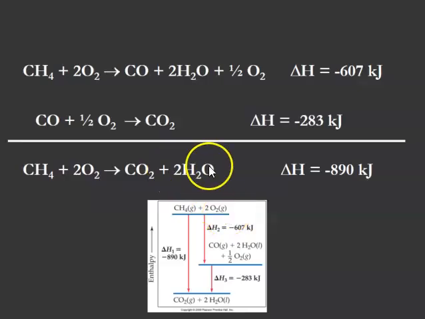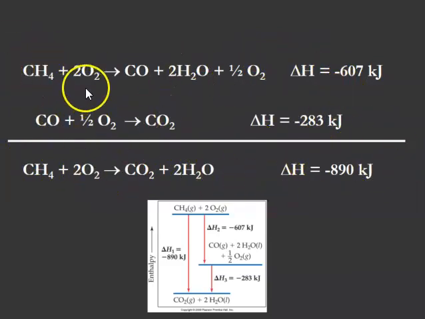So let me just rewrite this. That first step: methane and oxygen making carbon monoxide and water, with a little bit of oxygen left over. Delta H was negative 607 kilojoules, so it releases 607 kilojoules. The step after that, the CO and the oxygen making CO2, was 283. So what Hess's Law is saying is that if I can take this equation plus this equation and it equals this equation, then this delta H plus this delta H equals the delta H of this equation.